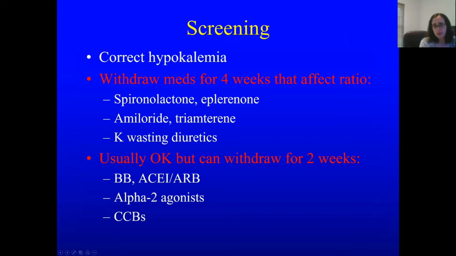If I'm expecting to see primary hyperaldo, for example, and the aldo-renin ratio is not what I'm expecting to see, it's not slam dunk, then I might withdraw the offending meds and recheck it at that time. But usually primary hyperaldo will show even if you're on these meds.